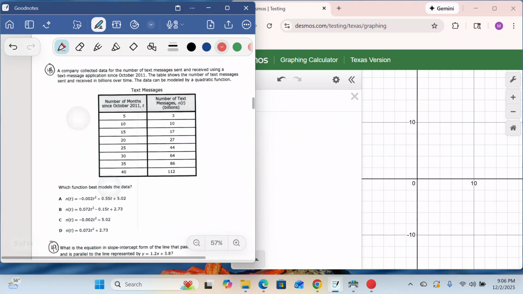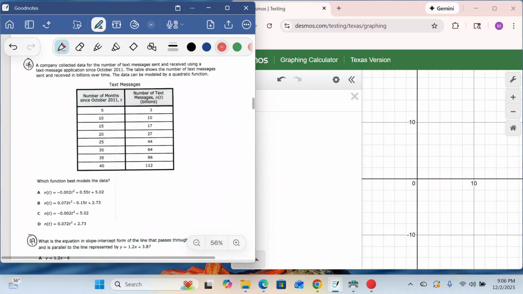Okay, let's look at number 48. If you want to try that one, this one is just table inputting. If we read this, the company collected the data. The table shows the number of text messages sent to billions of customers. And very simple right here. This is a keyword that you got to circle. Quadratic. It's got to be quadratic.